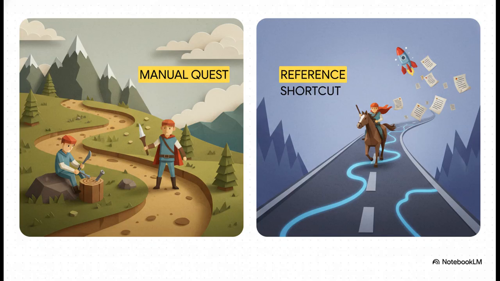So, which path do you choose? Well, the manual quest is perfect for those unique, one-off orders where you need to control every single detail. But the reference shortcut, that's your go-to for routine stuff. It's way faster, more efficient, and it basically eliminates the risk of manual typos.